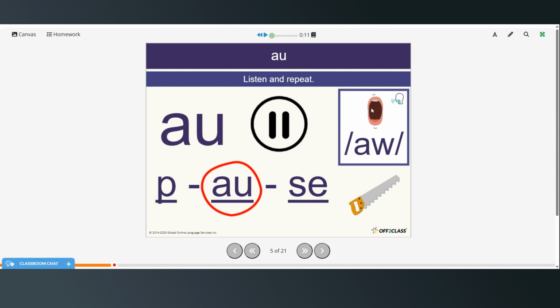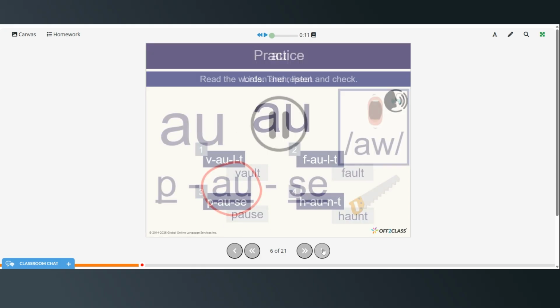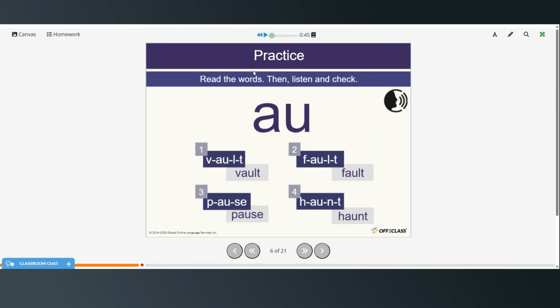All right, now we'll learn a new sound. So listen and repeat. Be sure to pay attention to the mouth position. Ah, ah, ah. And now practice sounding out these words and then listen and check.